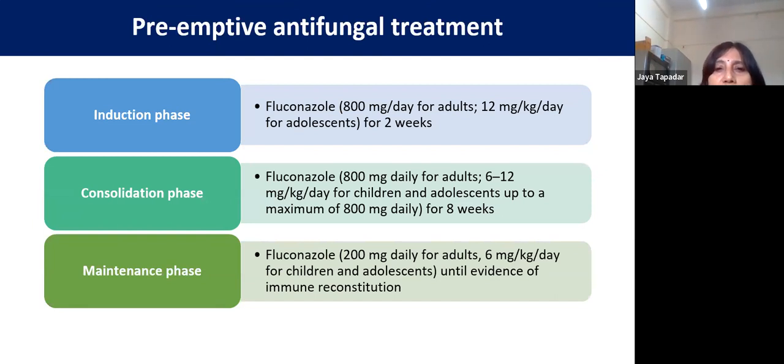So what is this preemptive treatment? Usually, in our center, we give fluconazole at the dose of 800 milligram for 2 weeks. Then in the consolidation period, we give 400 milligrams, because the recommendation is that from 400 to 800 milligrams you can give for 8 weeks. And then we maintain the patient on 200 milligram of fluconazole till the CD4 count becomes more than 200. Next, please.